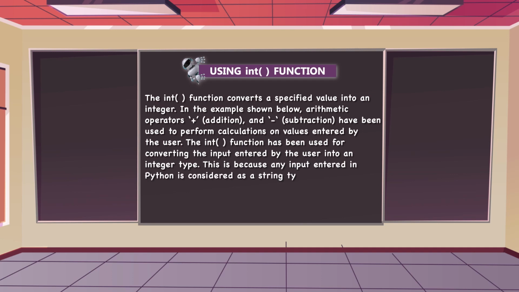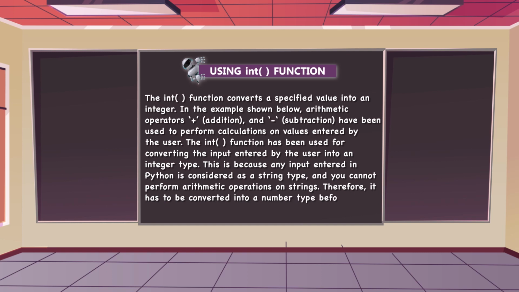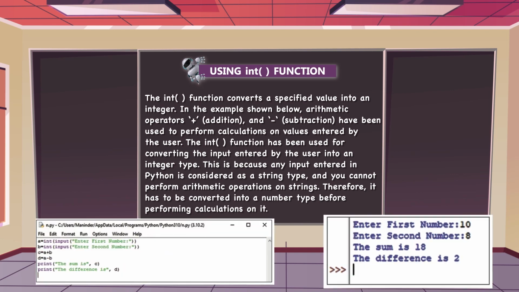This is because any input entered in Python is considered as a string type and you cannot perform arithmetic operations on strings. Therefore, it has to be converted into a number type before performing calculations on it. Let's look at the examples.